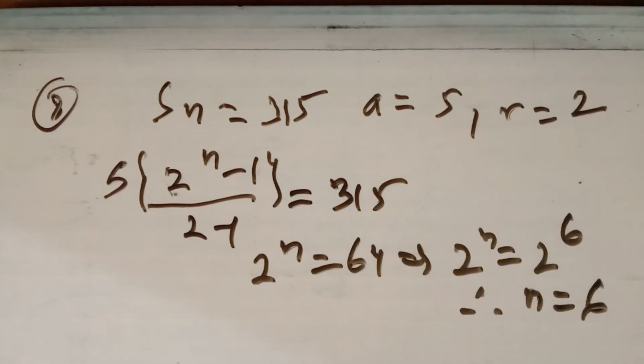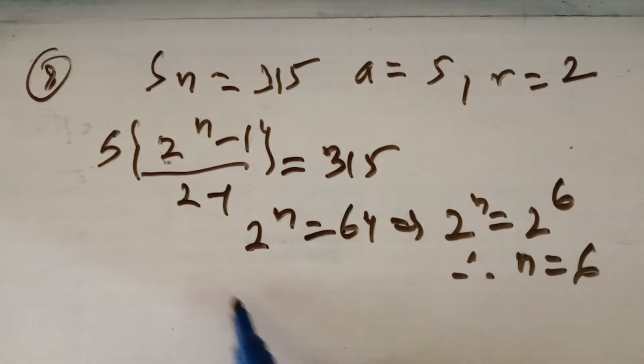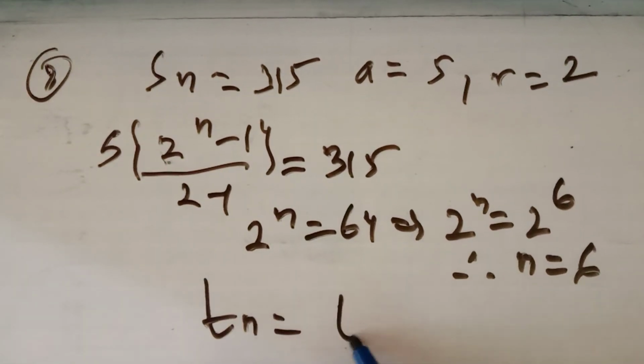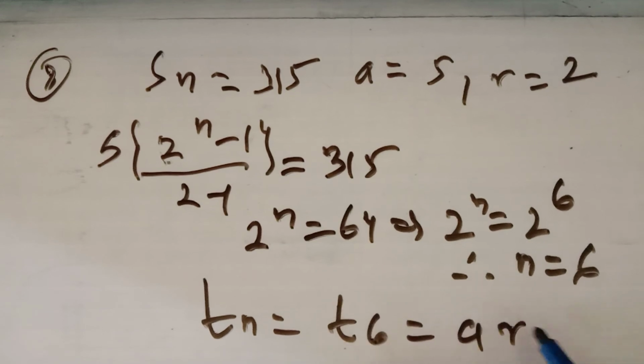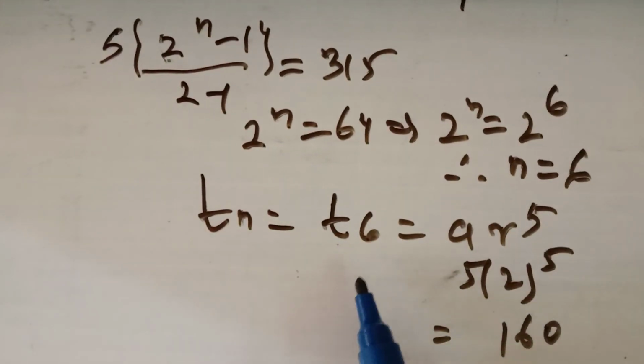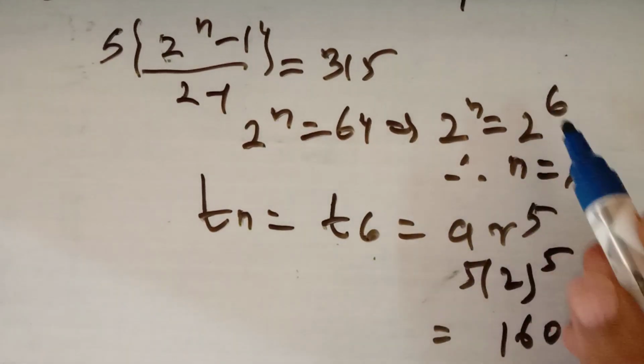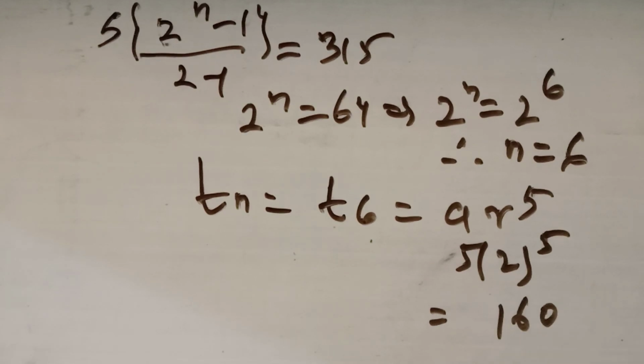So the number of terms here is 6, and the last term here will be T6, that is a r raised to power 5, where a is 5 and r is 2 raised to power 5. This is the last term, which is the nth term, that is the 6th term. The number of terms is 6 and the last term, which is the 6th term, is a r raised to power 5, which is 160.